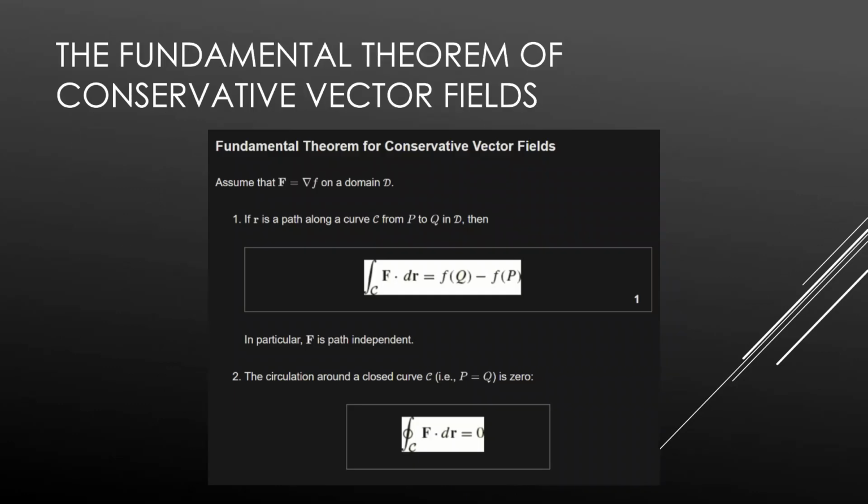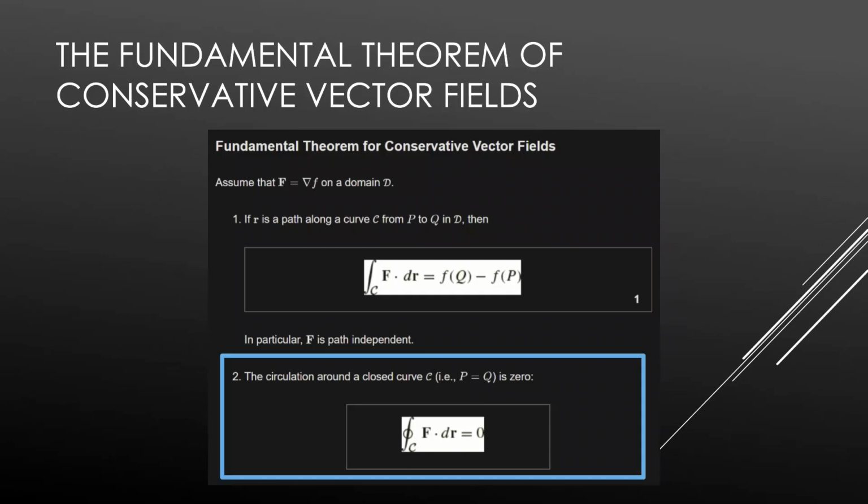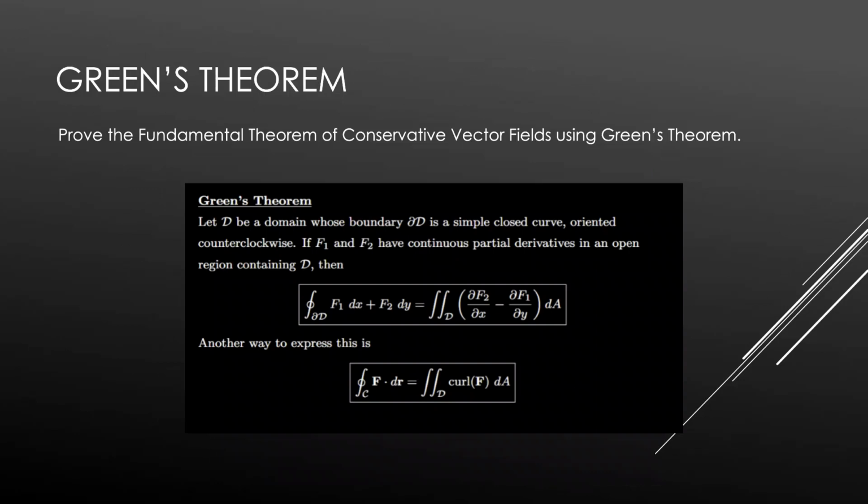Before we get into the proofs, let's recall the fundamental theorem of conservative vector fields. For the purpose of this presentation, we are going to be focusing on part 2, which states that the circulation of a conservative vector field over any curve will always be 0.